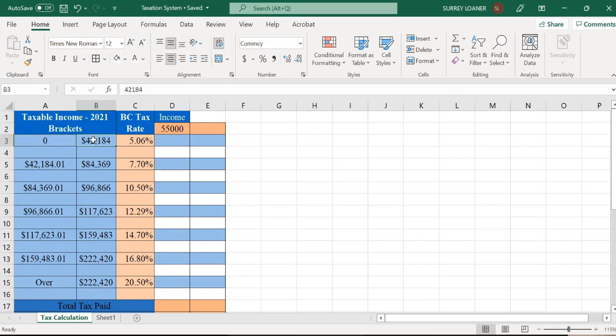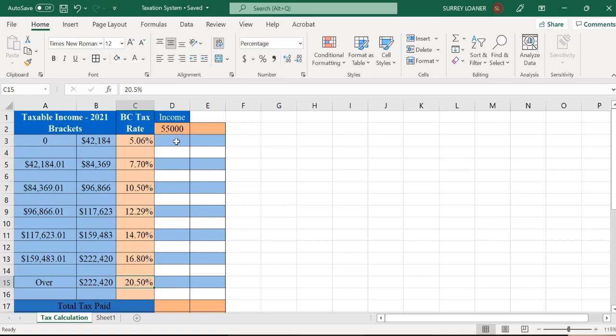From 0 to 42,184, the tax will be 5.06%. That is the basic tax rate. And apart from this, as the income increases step by step, the taxes also increase, right? The last one I would like to explain is the over $222,420, where the tax rate will be 20.5%.